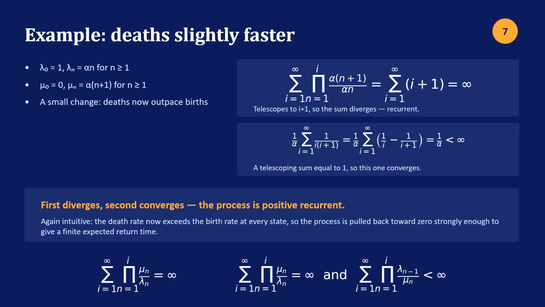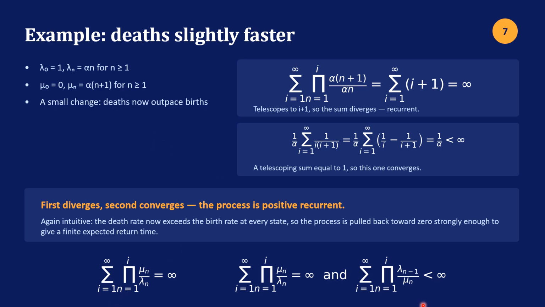I slightly modified our example from the previous slide. I made the death processes a little bit faster, and as you might suspect, this will draw the process as a whole towards 0, and it may be positive recurrent in this case, or you might suspect that. And in fact, that's the case.